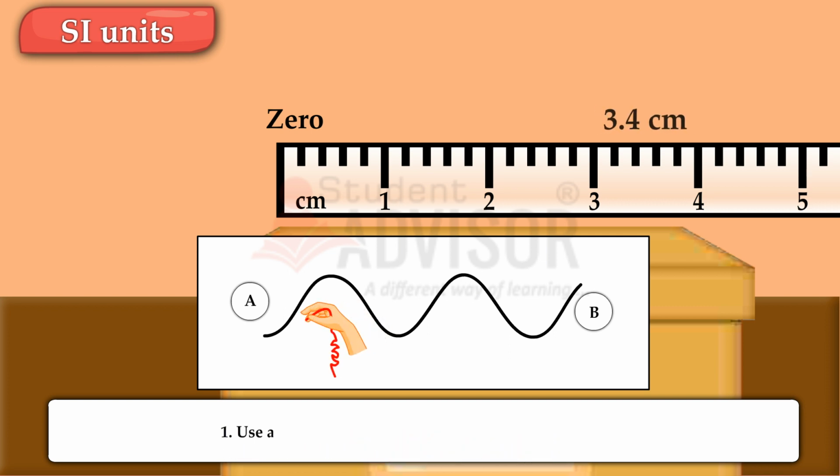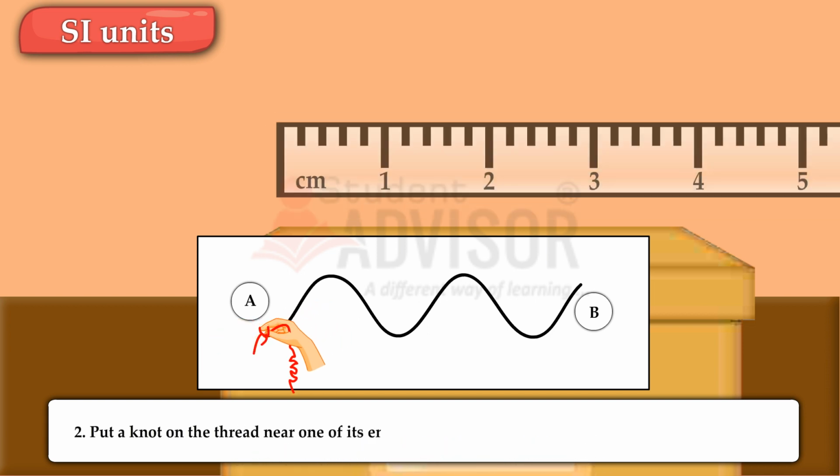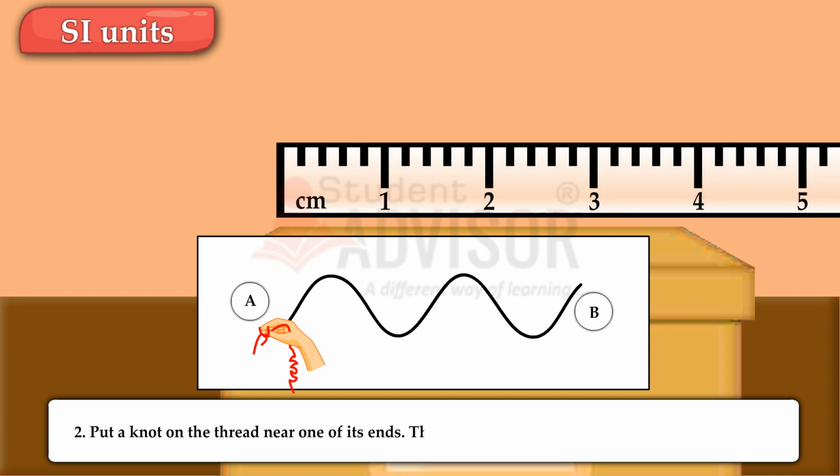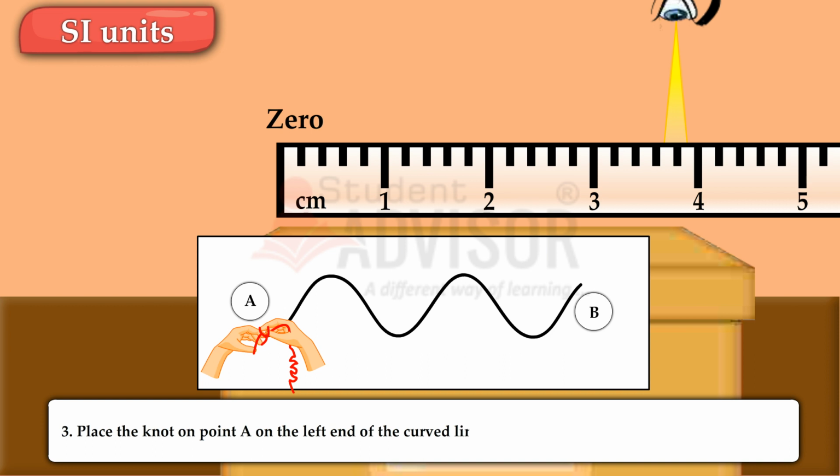Use a thread to measure the length of the curved line. Put a knot on the thread near one of its ends. This knot will act as a starting point for measuring the length of the curved line. Place the knot on a point A on the left end of the curved line with the help of the left thumb and forefinger.